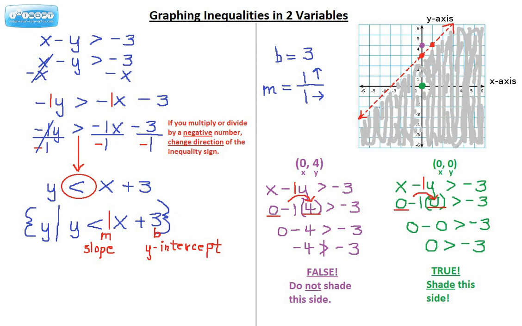It includes every point up to this line, but it does not include the points on the line because it's broken. If this were a solid line with the equal, it would also include the points on the line.